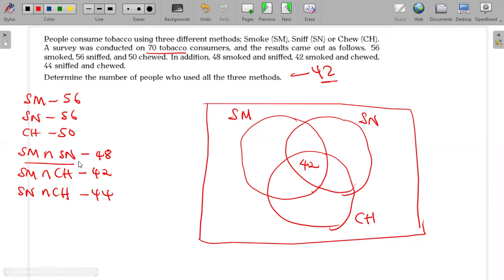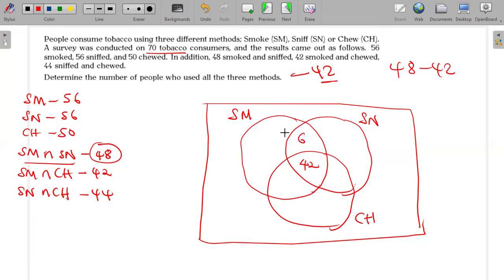Smoked and sniffed. Those that smoked and sniffed, they were 48. So it means that between this part here, we must only have what? 48 people, because they're the ones that smoked and sniffed. So if the 42 did all the three, it means we have to remove. So we say 48 minus what? The 42. So 48 minus 42 just gives us 6.